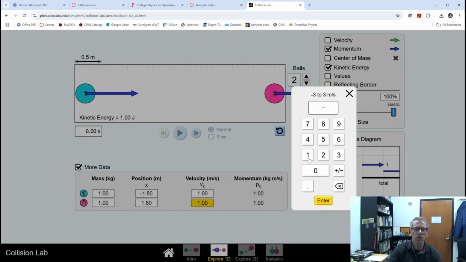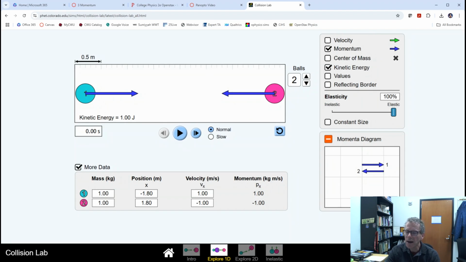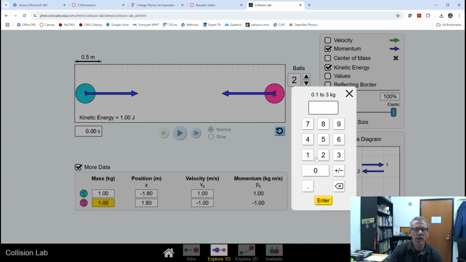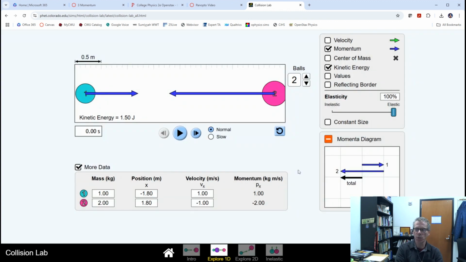So now we're going to go back to same speed. Now we're going to double the mass of ball number 2. So notice what happens. The momentum arrow is twice as large. So the initial momentum of the blue, again, once it gets going, will be 1 kilogram meter per second. 1 kilogram times 1 meter per second. For the pinkish ball, is that pink, purple? I don't know, I'll call it pink. That's a mass of 2 kilograms, so momentum is 2 times -1 or -2.